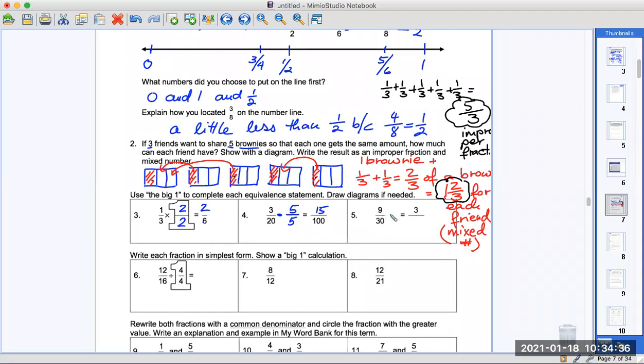And 9 times what is 3? Oh, this is a division. This is reducing. Do you notice? It's getting smaller. So it's a division. 9 divided by 3 is 3. 30 divided by 3 is 10. So this is called expanding, and this is called reducing.